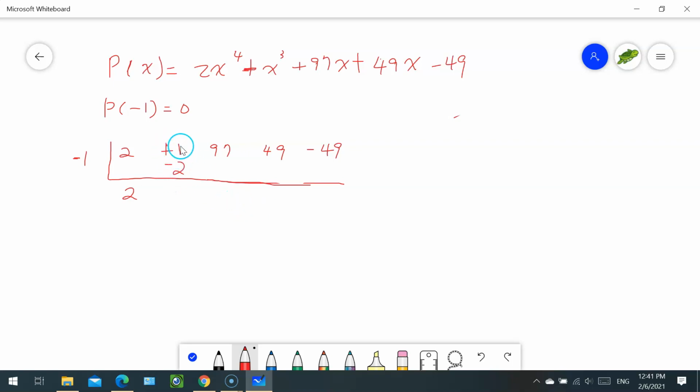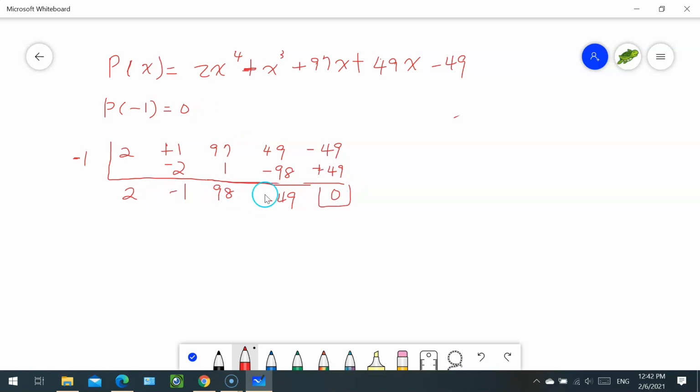Okay. Now 1 plus -2, you get a -1. -1 multiplied with -1, you get a positive 1. Sum these two, you get a 98. Multiply 98 with -1, you get a -98. Sum these two, you get a -49. Multiply with -1, you get a positive 49. So that's why the remainder is 0.